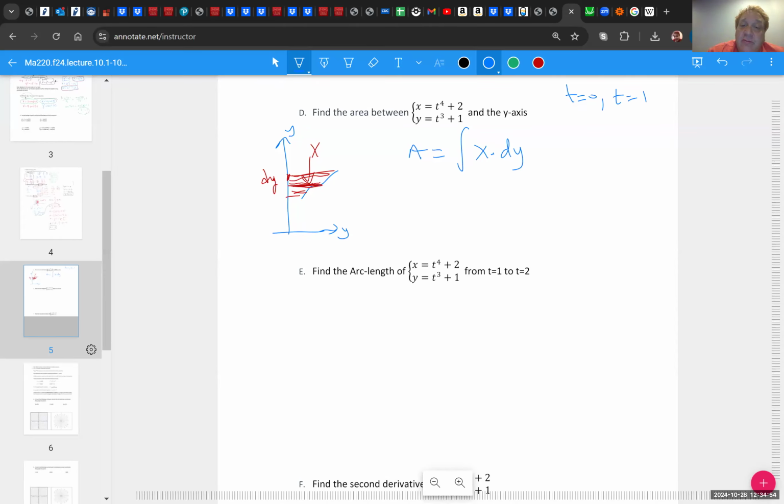Now we are going from t equals 0 to t equals 1, as I specified recently. And so now all we have to do is find the integral. We do need a single variable. We have t, we have x, we have y. It's going to be easy to put everything in terms of t. So let's go ahead and do that. So we get t equals 0, t equals 1. I know what x is because I was told x is t to the 4th plus 2.